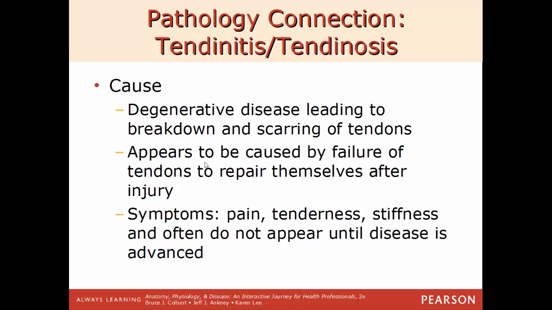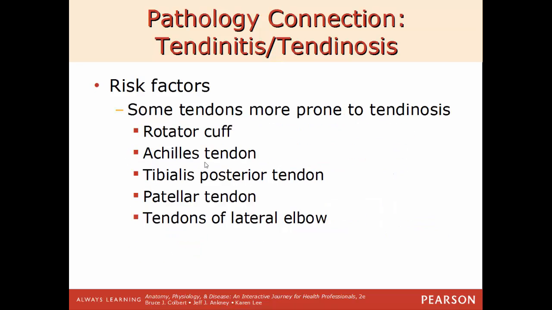Some symptoms: pain, as you can imagine, tenderness, stiffness, and the symptoms really don't present themselves until the condition is pretty far advanced. Some risk factors for tendinitis, tendinosis. Some tendons are going to be more prone to going through this type of injury, such as the rotator cuff, Achilles tendon, tibialis posterior tendon, patellar tendon, and tendons of the lateral elbow.